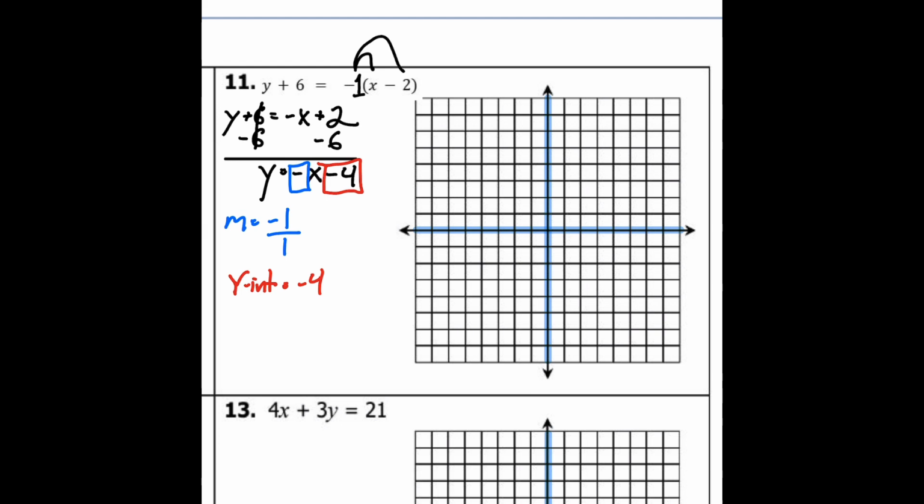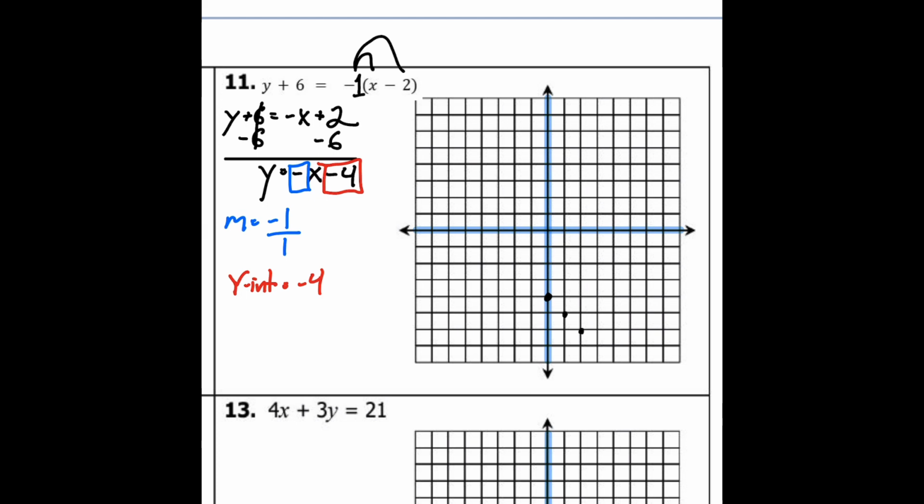Okay, so we'll start off at our y-intercept. That's always our beginning point. We're going to go to negative 4 on our y-axis. 1, 2, 3, 4 down from the middle. There's our starting point. My slope says down 1 over 1. So I'm going to go down 1 and 1 to the right, down 1 and 1 to the right.